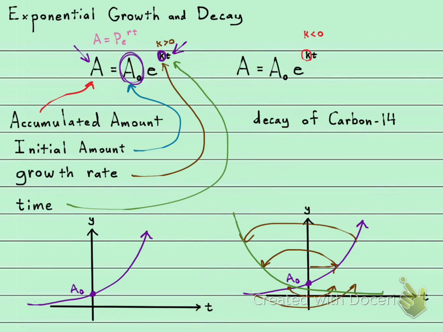But if they give you the accumulated value and not the time, you're going to have this, this, and this. Then we have to solve for t. And you will have to use the natural log here to bring that t back down to earth. Okay, let's go ahead and look at some problems.